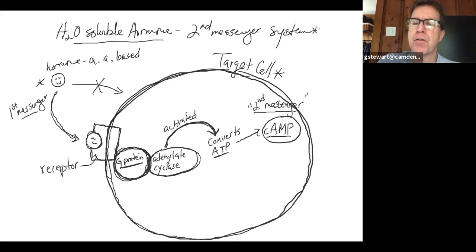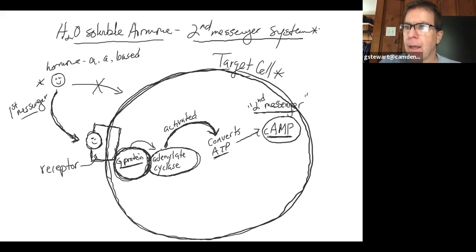So there's our first messenger that was released from some endocrine gland. It travels through the blood, binds to its receptor. Then we have a cascading event of activating a G protein, which activates adenylate cyclase, which is an enzyme that converts ATP to cyclic AMP. This cyclic AMP is our second messenger in this second messenger system.